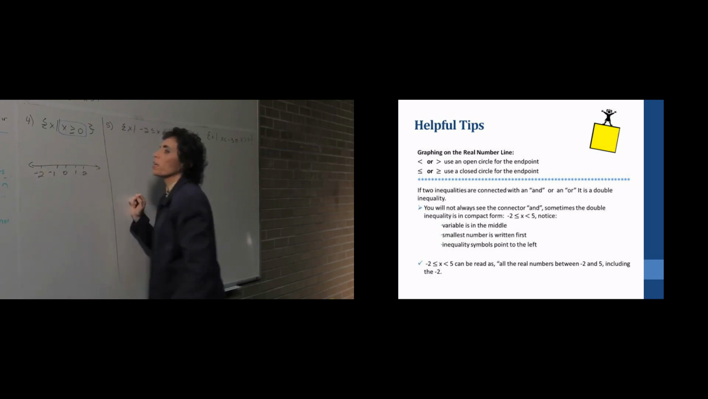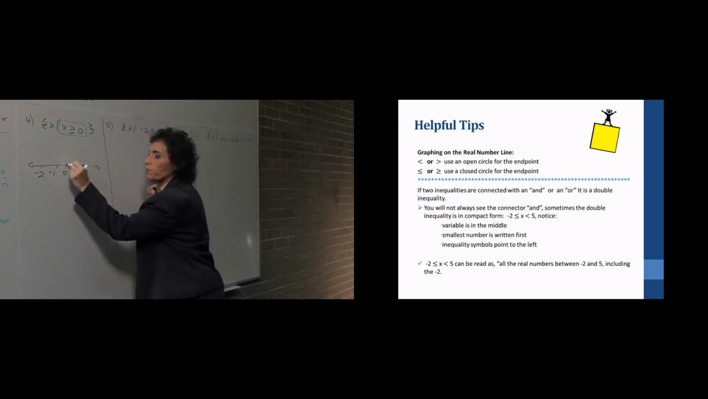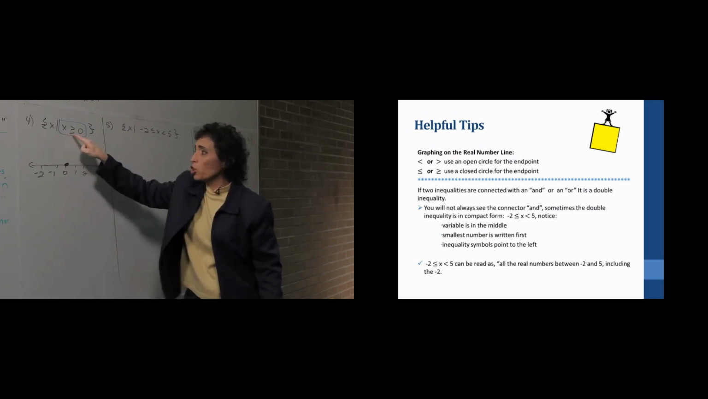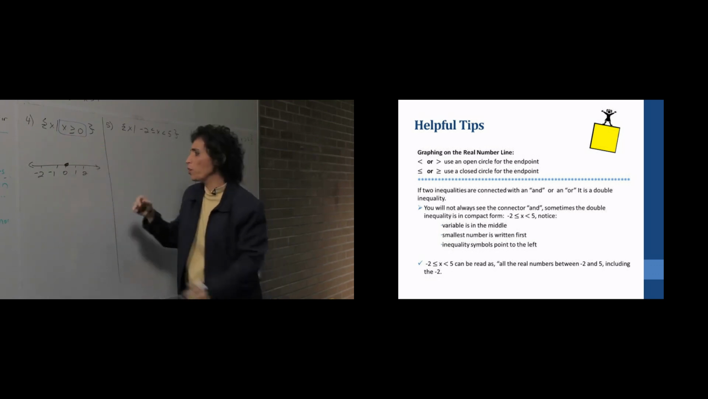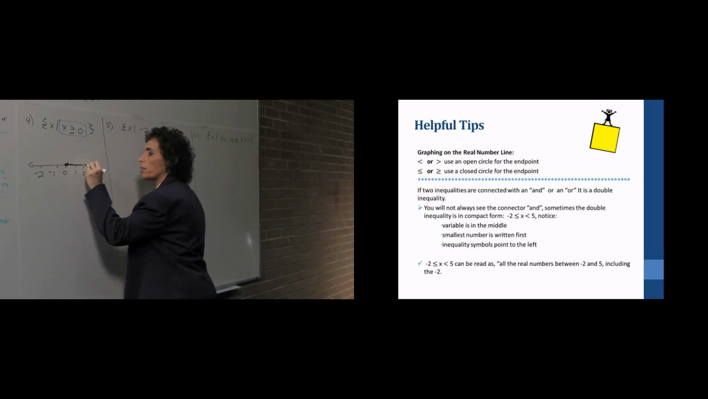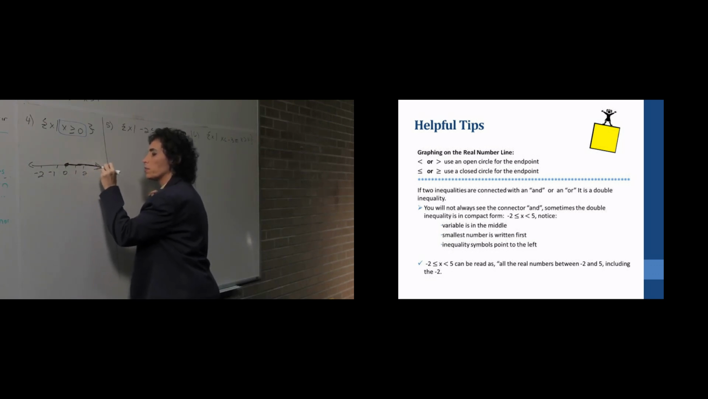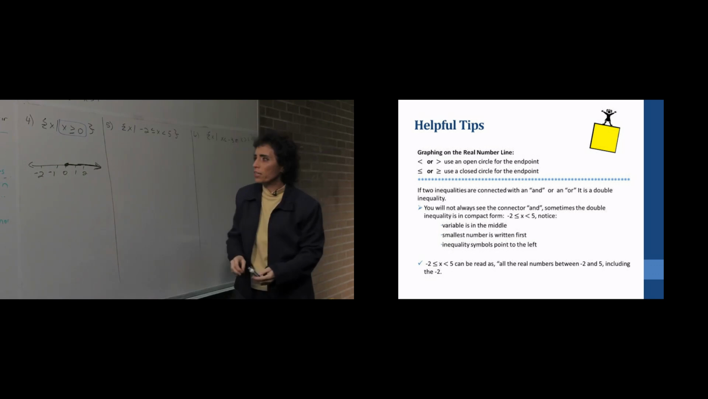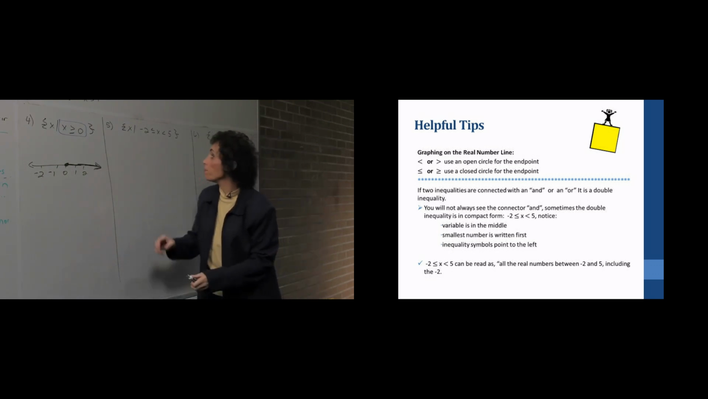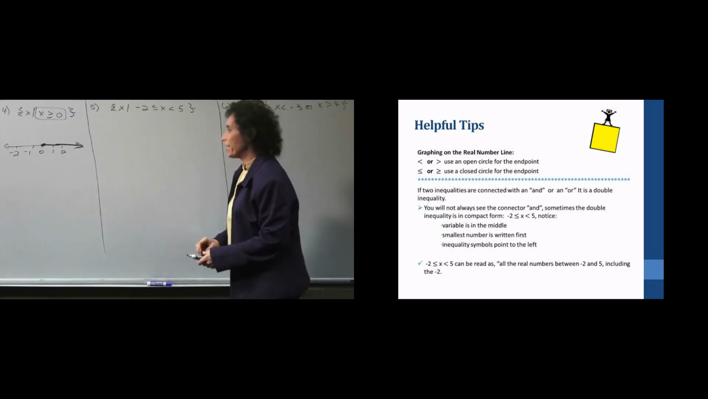Okay, here we go. X is greater than or equal to 0. If your numbers are greater than 0, we're talking about the 1, the 2, the 3. So we have to make our arrow point in that direction. Okay, here we go. That's it. X is greater than or equal to 0. Kind of easy.